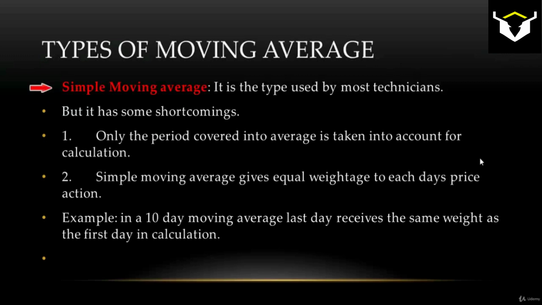Types of moving averages. Simple moving average. It is the type used by most technicians, but it has some shortcomings. First, only the period covered in the average is taken into account for calculation. Second, simple moving average gives equal weightage to each day's price action. For example, in a 10-day moving average, the last day receives the same weightage as the first day in the calculation.